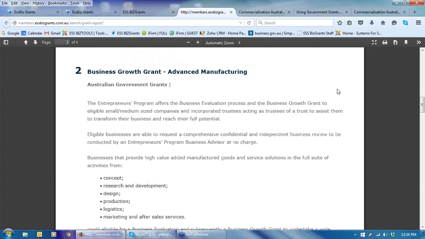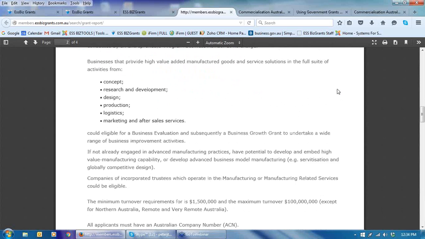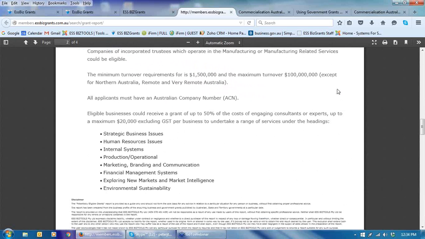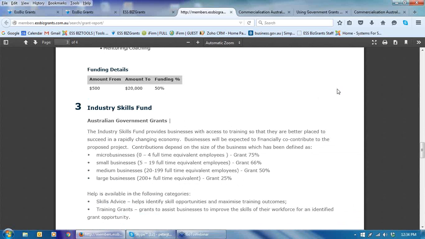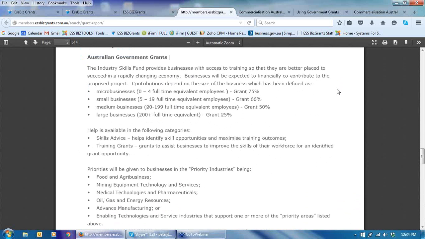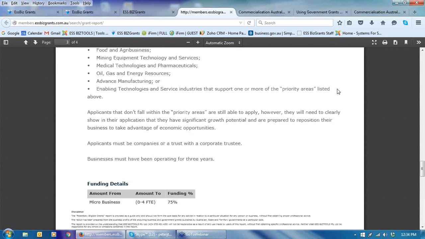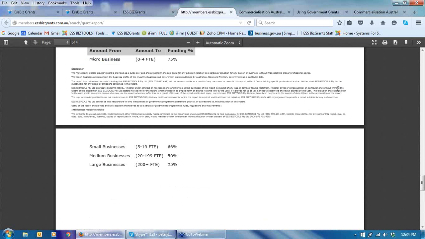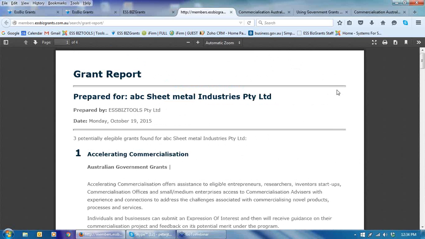We had identified this business growth grant, so there's a basic summary of it and how it applies and the type of activities that might be undertaken. And then you got the Industry Skills Fund, the last one we looked at, which is identifying. So you're then in a position to table this with your client.